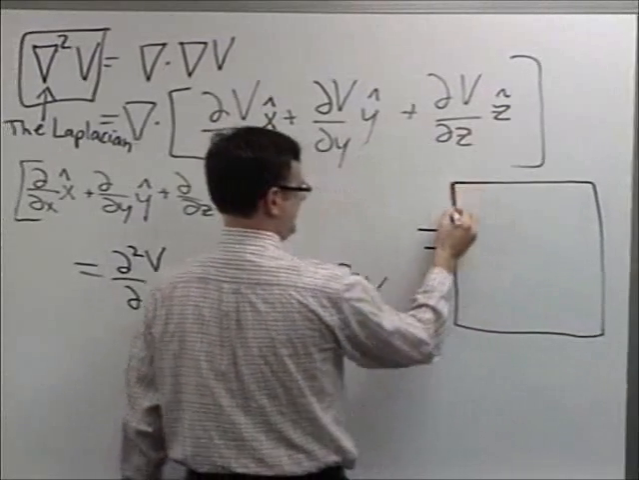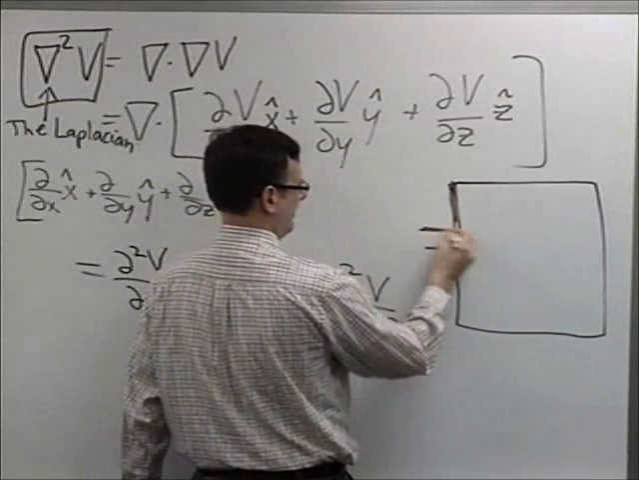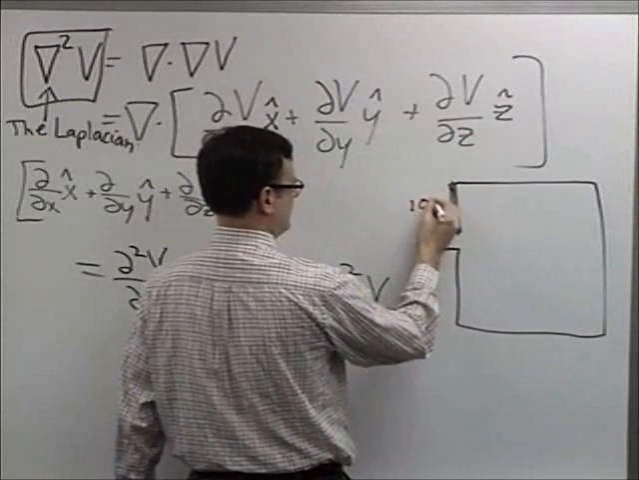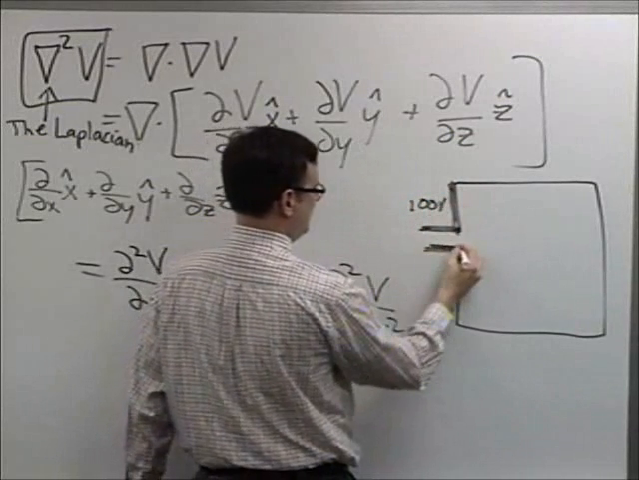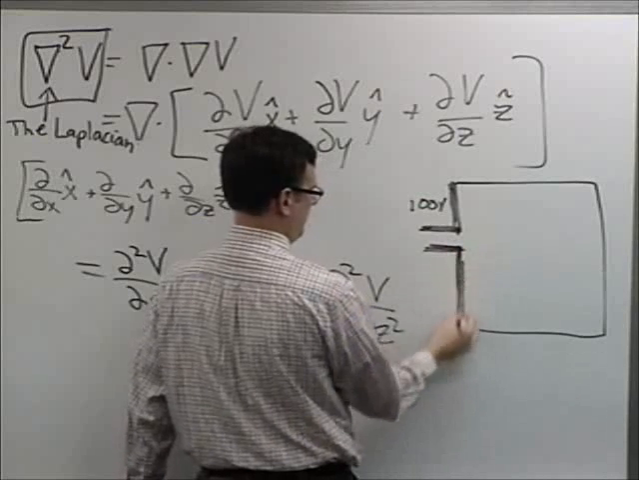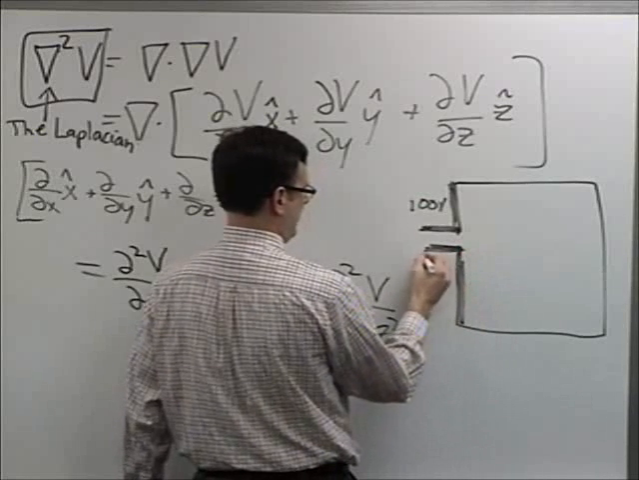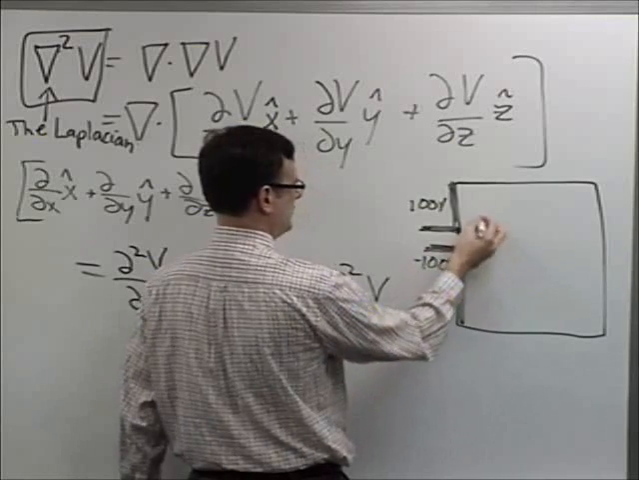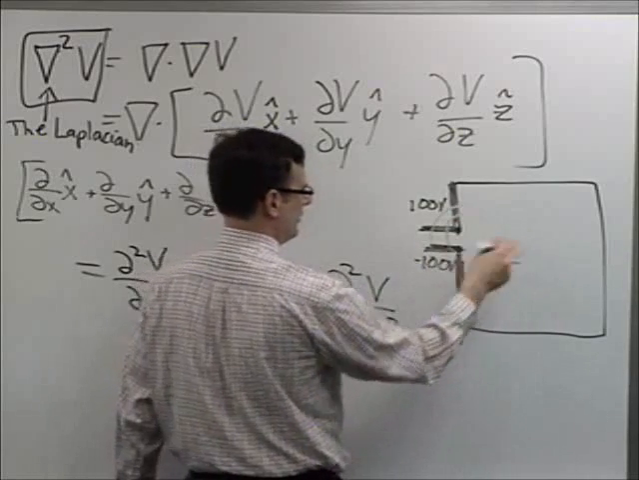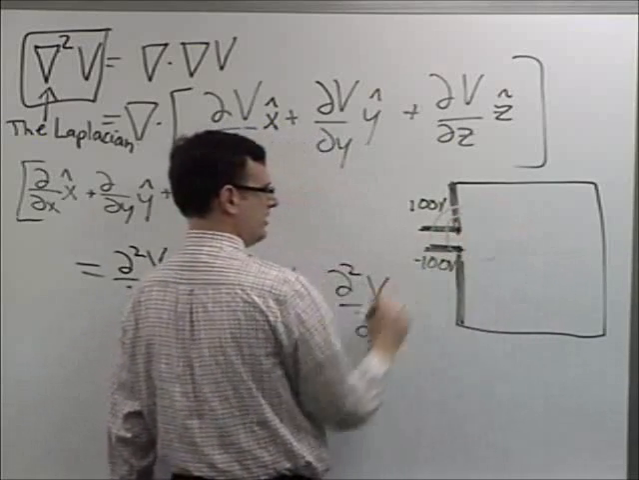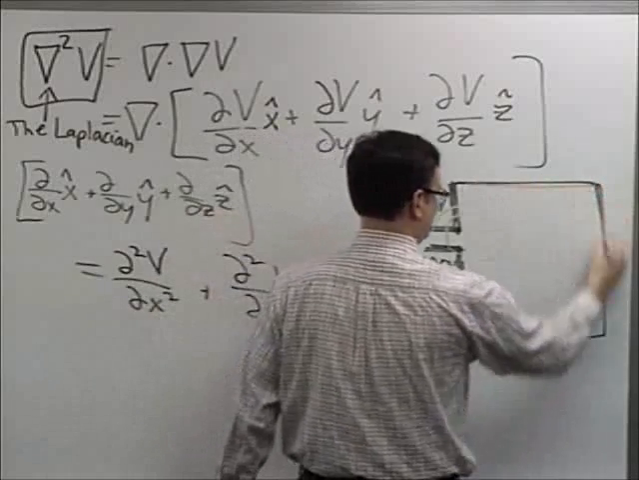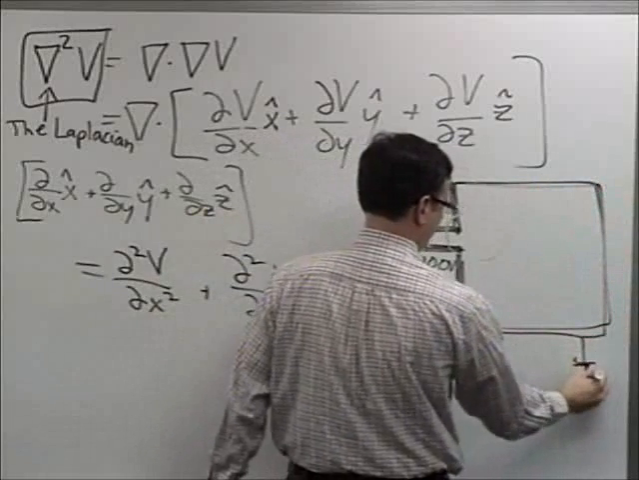Let's say I had a piece of metal here that was being held at 100 volts. And a piece of metal here that was being held at negative 100 volts. And I was interested in looking at the fields in here, modeling maybe how an electron would interact with that area. And let's say the rest of this is just grounded.